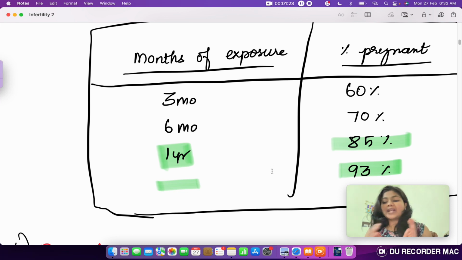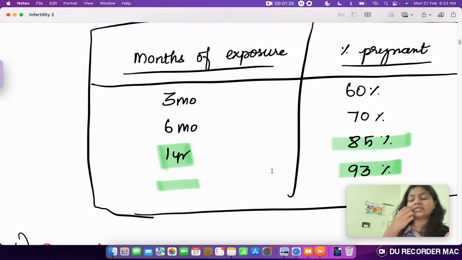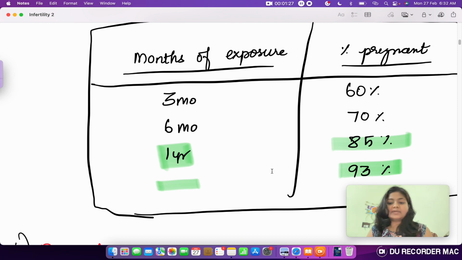Why we have 1 year of unprotected sexual intercourse for the definition of infertility is because within 3 months of exposure 60% get pregnant, within 6 months 70% get pregnant, within 1 year 85% couples get pregnant.